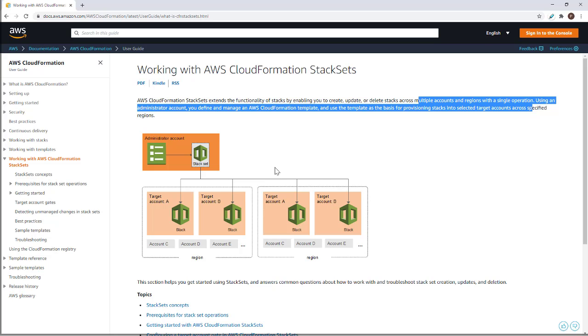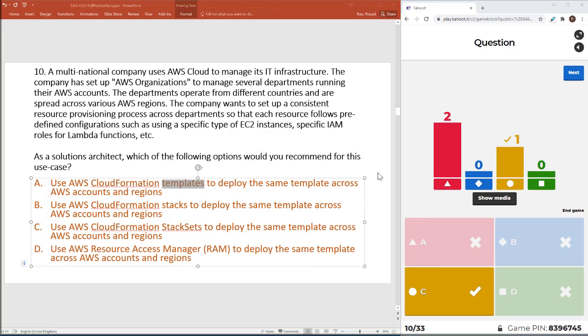If you go to your AWS Management Console, go to CloudFormation, you will see an option on the left-hand side called StackSets. Okay, let's move forward.